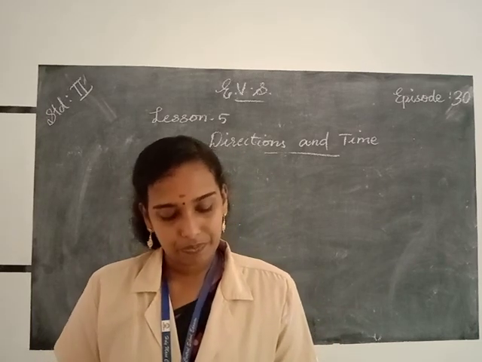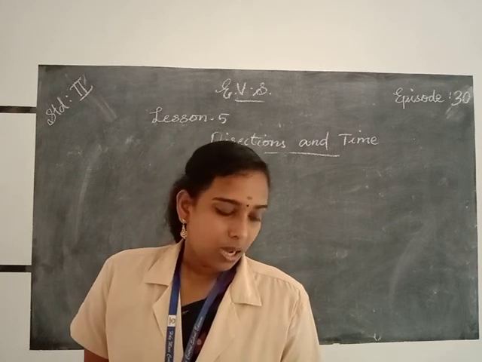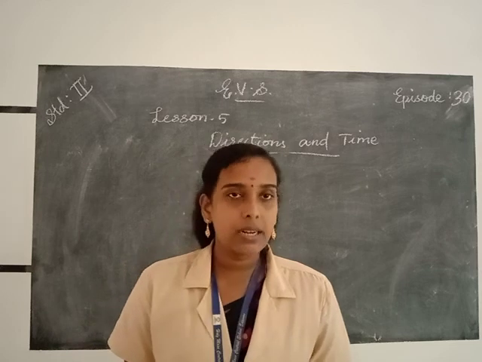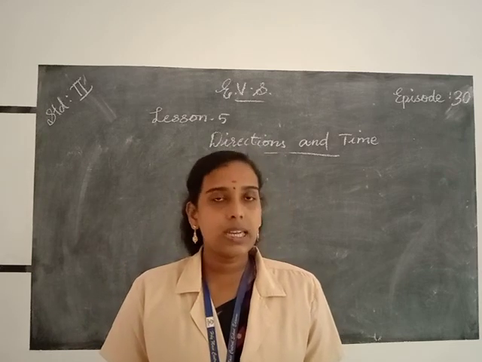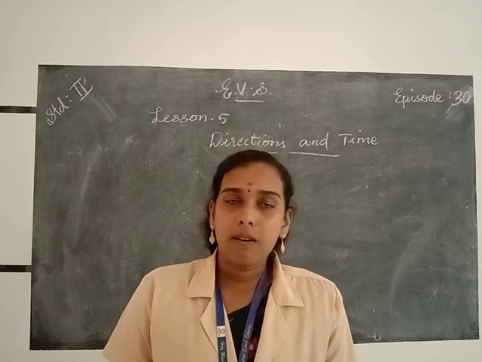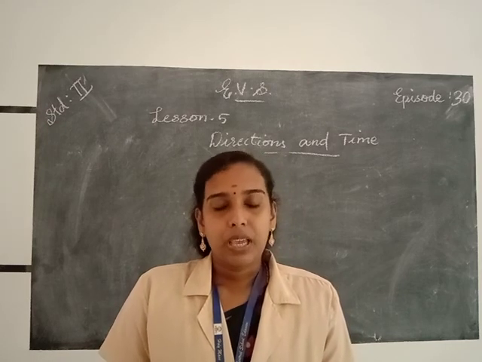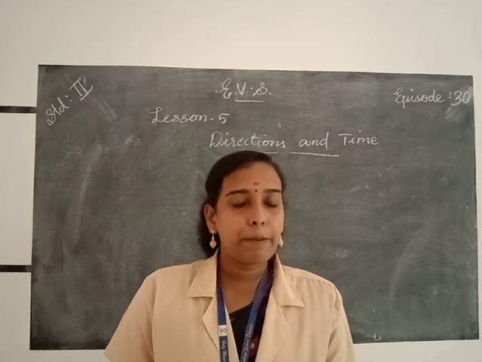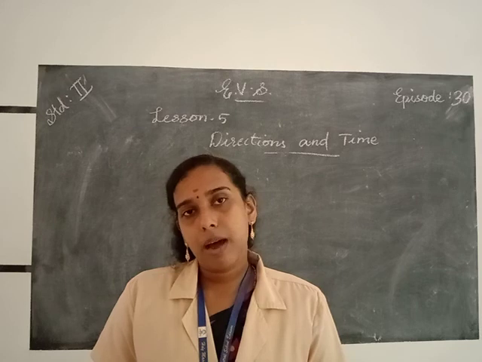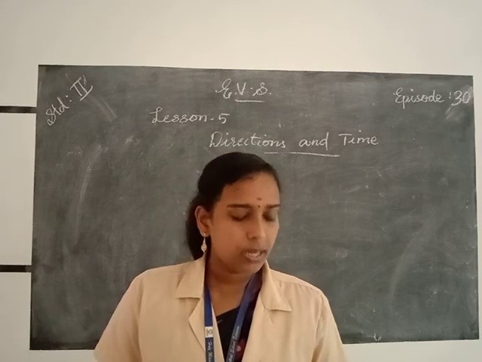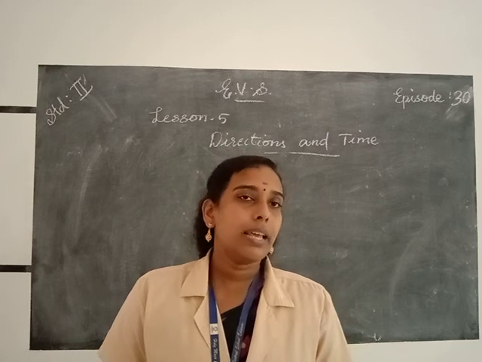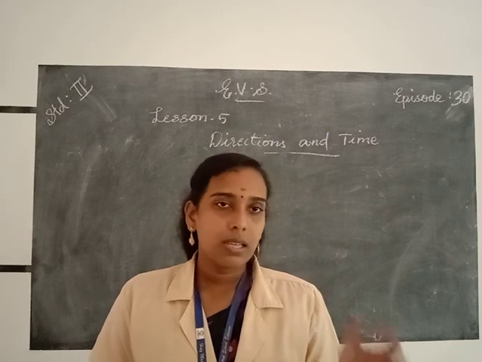And here our lesson 5 is over, and the lesson 5 discussed about directions and time. There are 4 main directions: east, west, north and south, and they are called absolute directions. And the direction helps to find a place and also help to understand a map. Then we discussed about time and days in a week and months in a year. There are 12 months in a year.